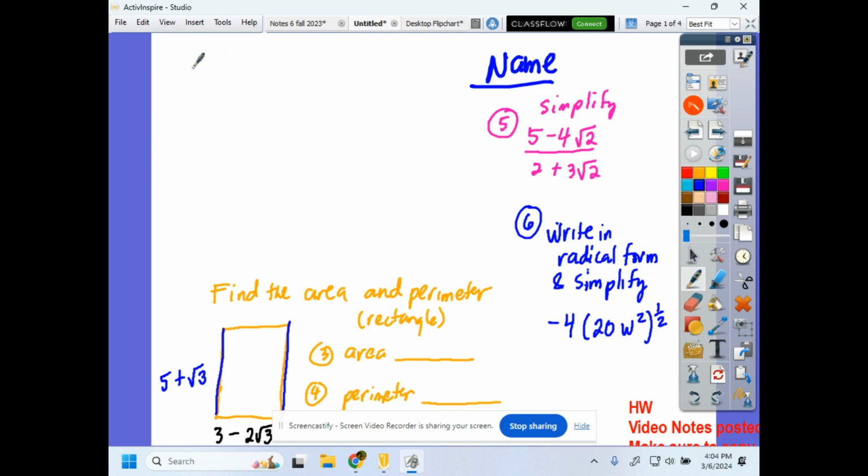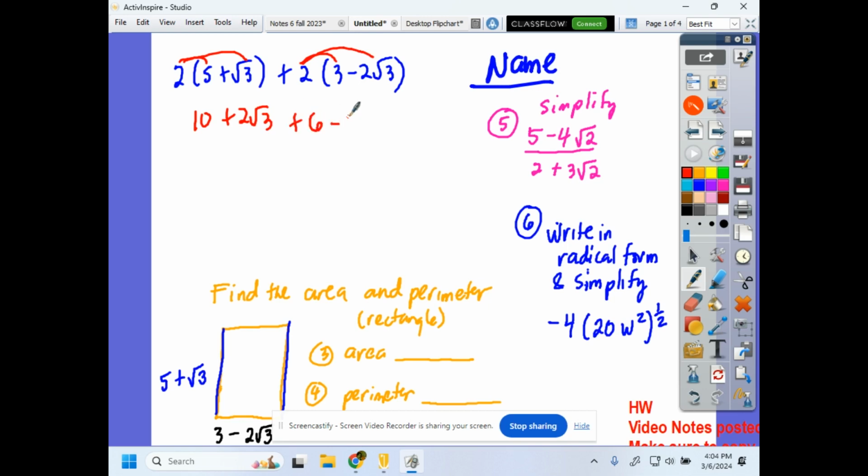To find the perimeter, we're going to multiply 2 by 5 plus square root of 3 because there are 2 of that, plus 2 of the base, 3 minus 2 square root of 3, and then combine the like terms. That's how you find the perimeter. Distribute: 10 plus 2 square root of 3. Distribute: 6 minus 4 square root of 3. Combine the like terms. 10 plus 6 is 16. 2 square root of 3 minus 4 square root of 3 is negative 2 square root of 3. And that's the answer.